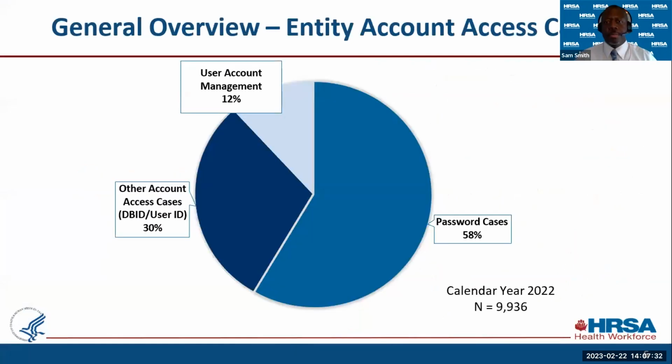This pie chart shows a breakdown of the cases you contact us about. As you can see, when it comes to account administration, the majority of these cases are about accounts being locked and passwords needing to be reset. We help with non-password related cases, such as when you've forgotten your user ID, or your data bank ID number, or what we call your DBID, or yes, that real long number.